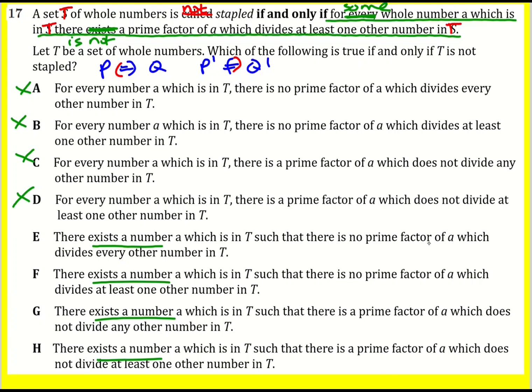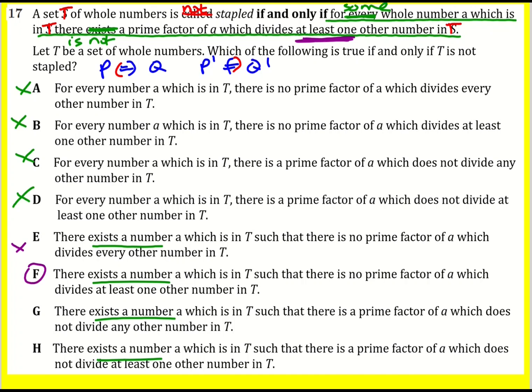This one is saying there's no prime factor of A which divides every other. That's not the same thing, because we're just saying at least one. That bit doesn't change. You don't negate that or anything. And then F says there exists a number A which is in T such that there is no prime factor of A which divides at least one other number in T. That is exactly what I'm saying here. So that is going to be our answer.